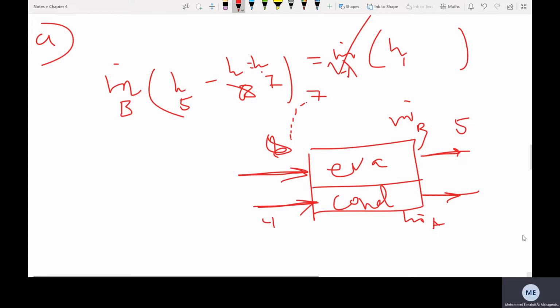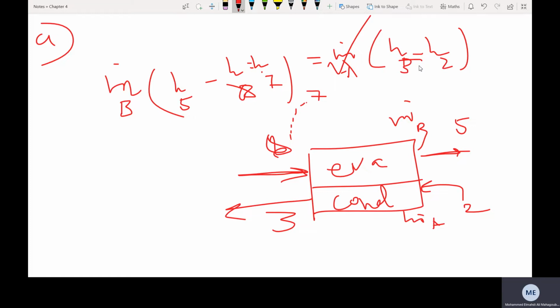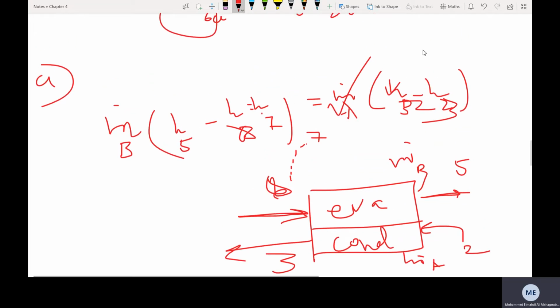So this is 2. This is 0.2, and it's not parallel. I was confused about why it was in a parallel flow manner. It should actually be in a counter flow manner. So this is 3. So H3 minus H2, or H2 minus H3, because 2 is higher. It doesn't actually matter.